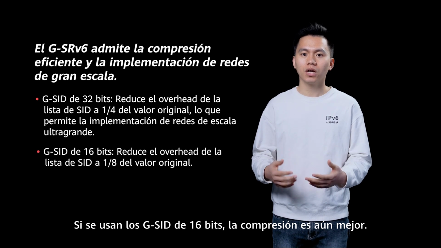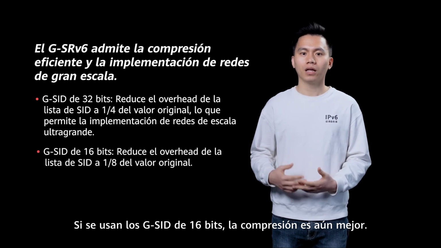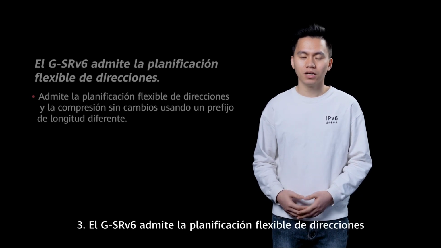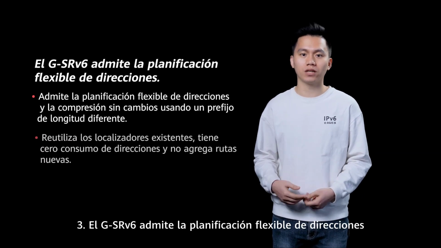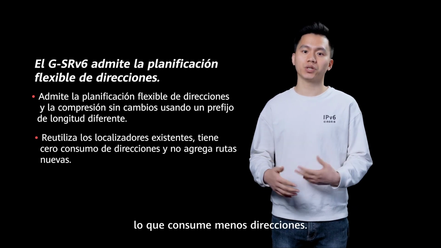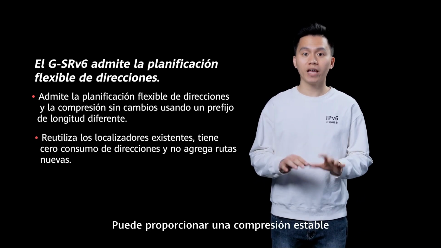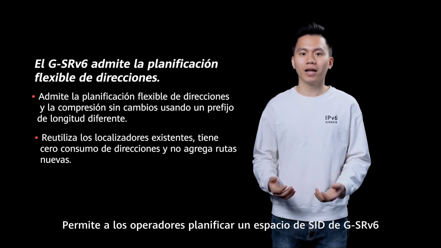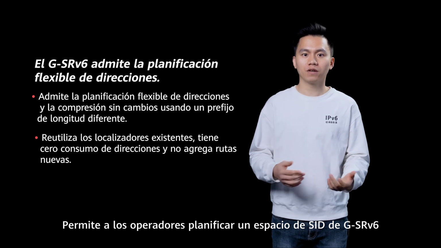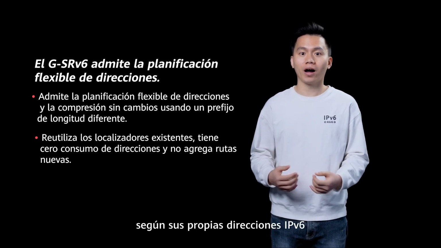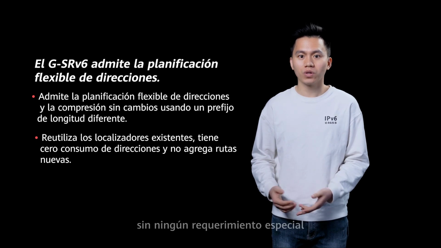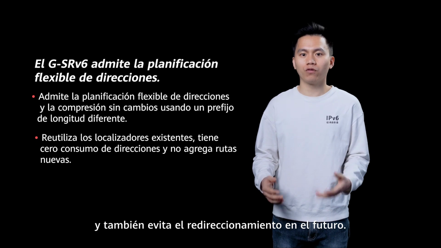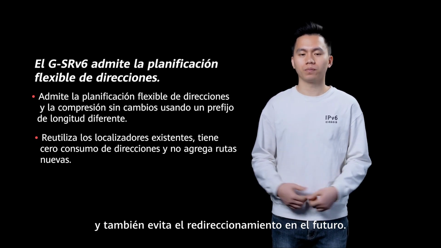And if you are using 16-bit G-SID, then the compression can be better. The third one is that G-SRv6 supports flexible address planning, consuming fewer addresses. It can provide stable compression regardless of the prefix type and length, and it allows operators to plan the G-SRv6 SID space based on their own IPv6 address without any specific or special requirement. And also we can avoid readdressing in the future.